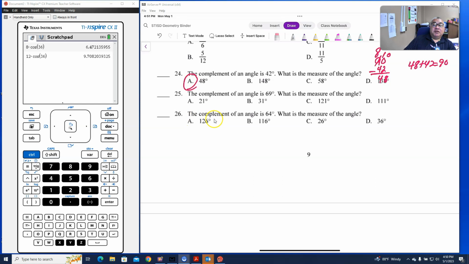It says the complement of an angle is 64. What is the measure of the angle? So all you have to do is subtract 90 minus 64. So 10 minus 4 is 6, so it's 26 degrees. So 26 plus 64 gives you 90. So that's a complement, and the answer is C. What you have to remember in these problems is that complement means the sum of the angles is 90.